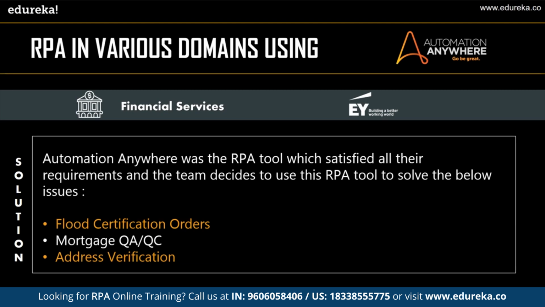So, starting with the flood certification orders, since there were high volumes of flood certification orders on a daily basis, the team had to spend a huge amount of time ordering each and every flood certificate. This was because there were mainly dependency issues, as the team had to wait for the vendor to return the order and then enter the data into a system from a PDF.